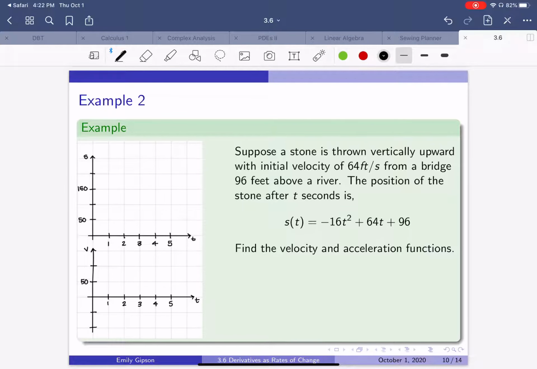So suppose a stone is thrown vertically upward with initial velocity of 64 feet per second from a bridge, which is 96 feet above a river. The position of the stone after t many seconds is s of t equals negative 16t squared plus 64t plus 96. And we want to find the velocity and the acceleration functions. So the first thing I'm going to do is actually draw what this graph looks like. And because we start 96 feet above the river, we're going to start there.